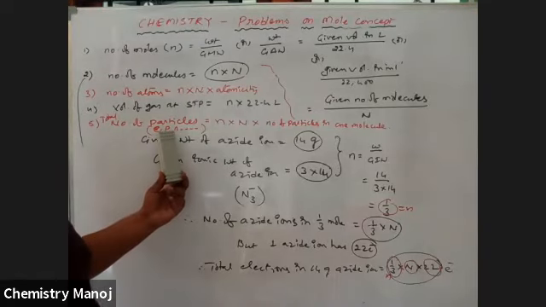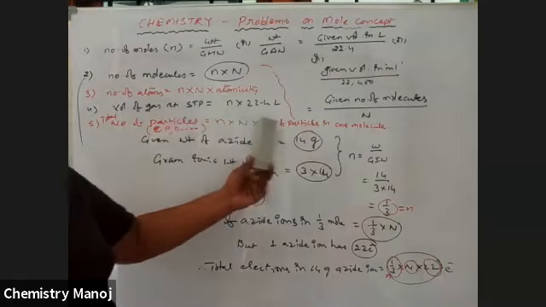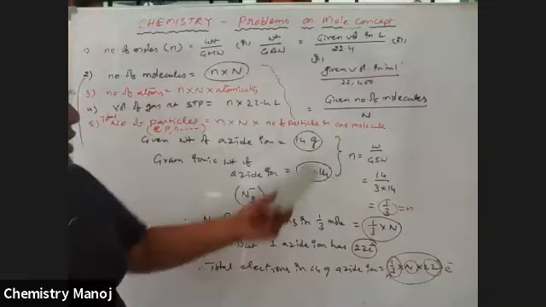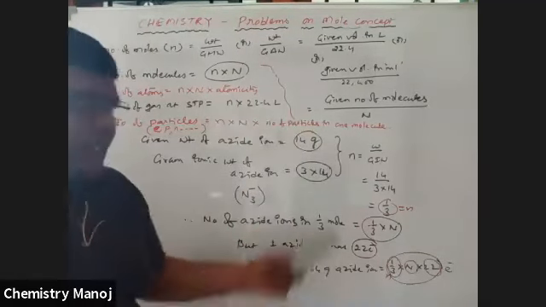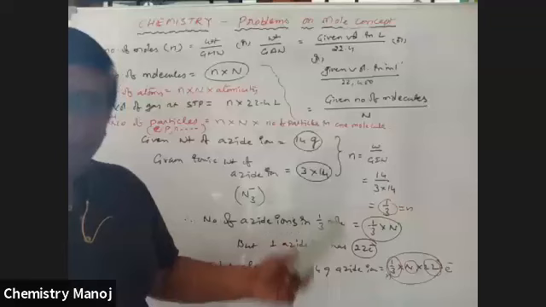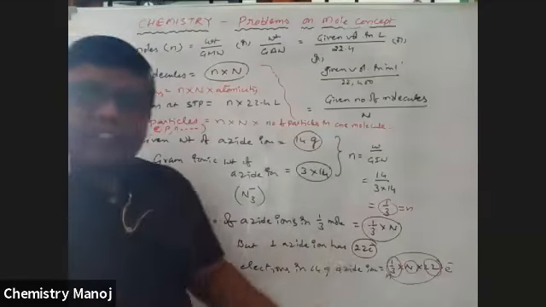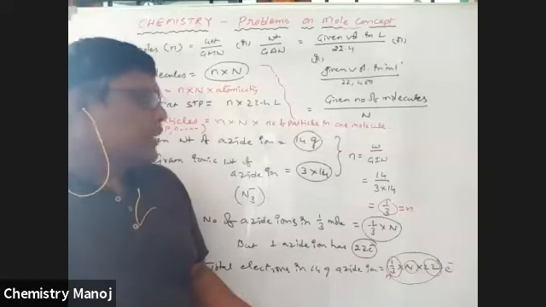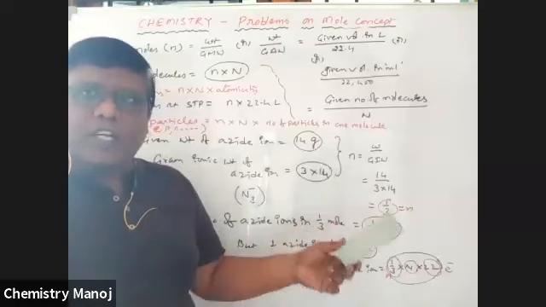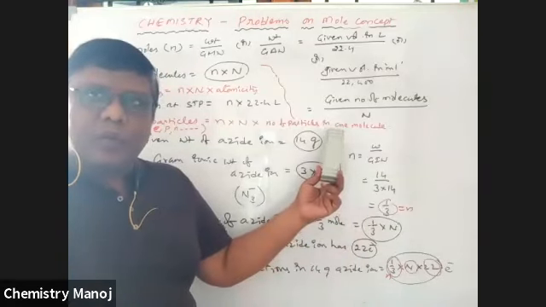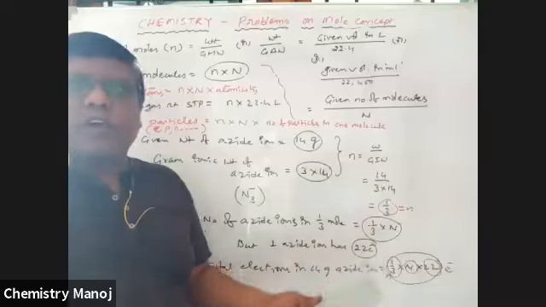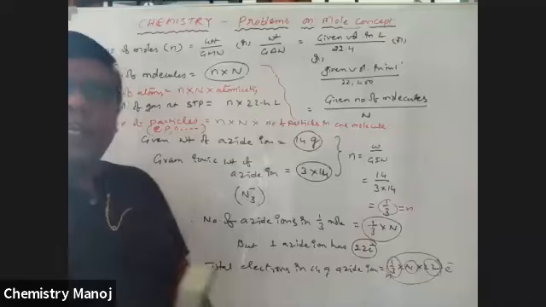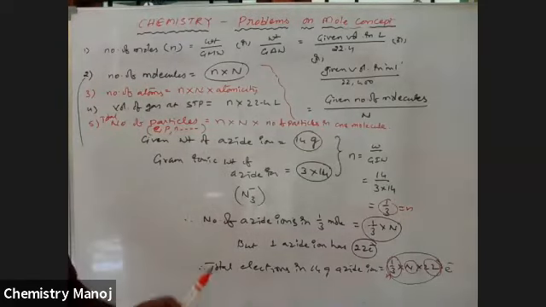So total number of particles is equal to small n into capital N into the number of particles in one molecule. If you want electrons, number of electrons in one molecule. If you want protons, number of protons in one molecule. If you want fundamental particles, electrons, protons, and neutrons collectively called fundamental particles, then electrons plus protons plus neutrons present in one molecule are taken here. Whatever you want is multiplied with small n and capital N. So very, very important.